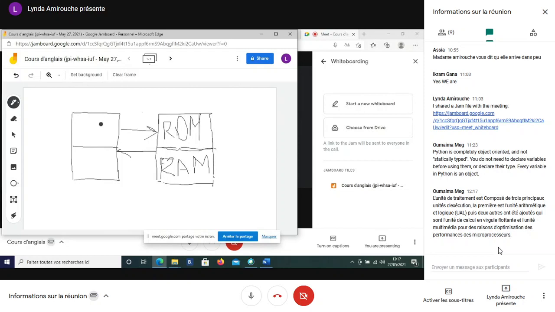Donc, je répète, ici, vous avez 2 unités. Une unité qui est appelée unité arithmétique et logique, où vous avez toutes les opérations arithmétiques et logiques. La deuxième unité est appelée l'unité de commande. C'est elle qui va se charger de donner les instructions, d'envoyer et de récupérer des informations. D'accord? C'est l'unité de commande.